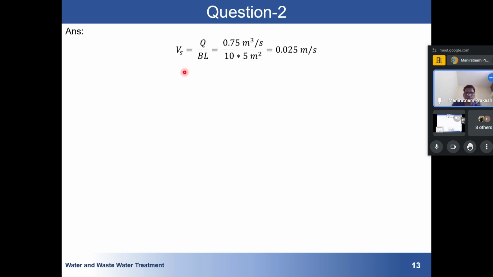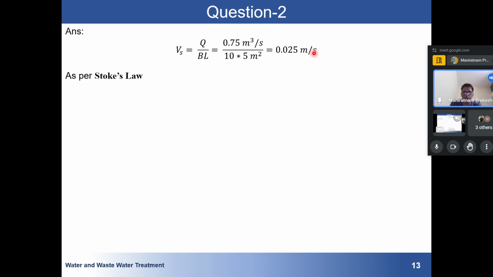So here this settling velocity will be given by flow divided by length into width. What is the flow? Flow is 0.75 meter cube per second, and it is 10 into 5 meter square. So it will be 0.025 meter per second. Okay, I hope this is clear.